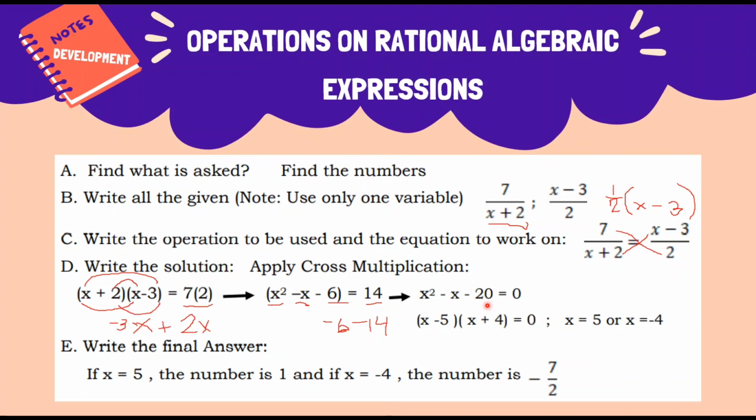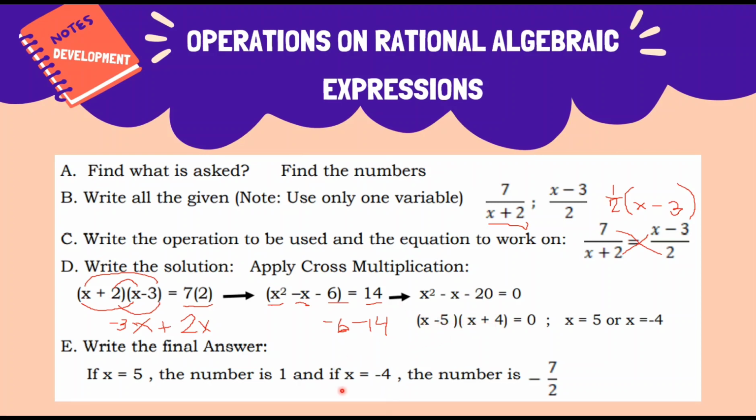We have 5 and 4. Or what are the factors of 20? We have 5 and 4. Since the sign of our middle term is negative, we need to have the biggest number, which is 5, with a negative sign. So we have (x - 5)(x + 4).